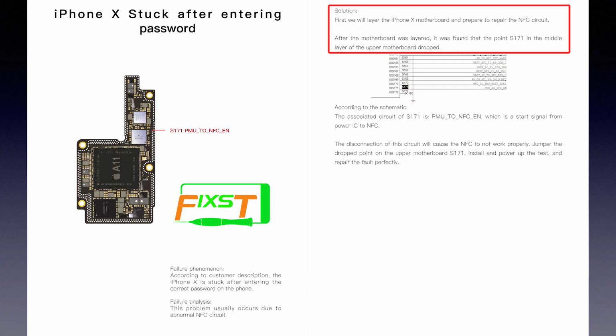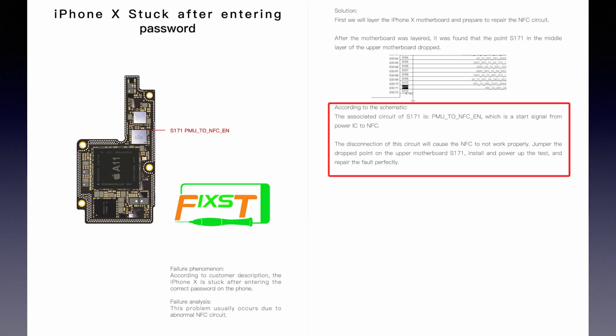After the motherboard was layered, it was found that the port S171 in the middle layer of the upper motherboard dropped. According to the schematic, the associated circuit of S171 is PMU to NFC EN, which is the start signal from power IC to NFC. The disconnection of this circuit will cause the NFC to not work properly. Jumper the drop port on the upper motherboard S171. Install and power up to test, and repair the fault perfectly.